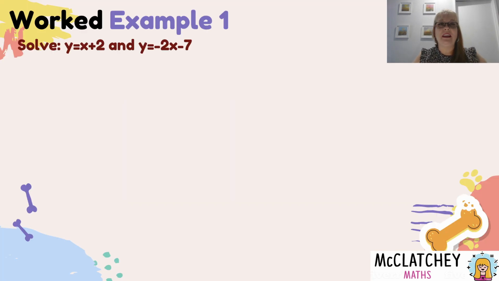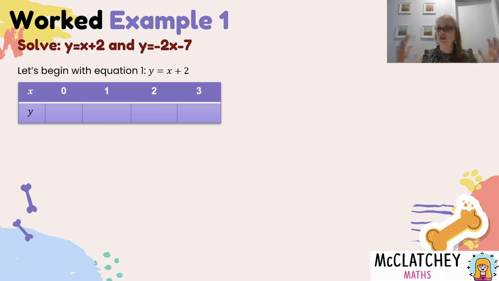So let's have a look at our first example. We need to solve these 2 equations, y equals x plus 2 and y equals negative 2x take away 7. So we're going to be using a graph to solve these 2. Like I said before, we could use algebraic techniques, but this video is all about graphing. Okay, let's start with that first equation, y equals x plus 2.